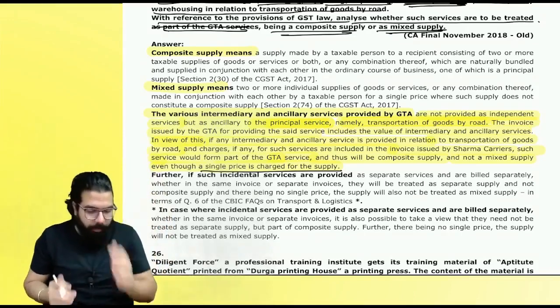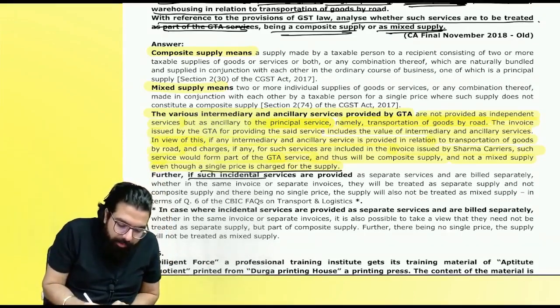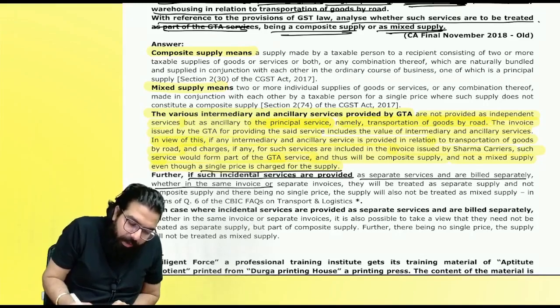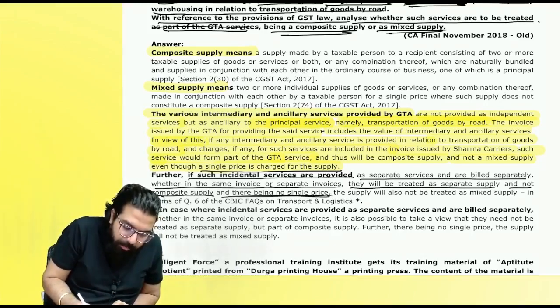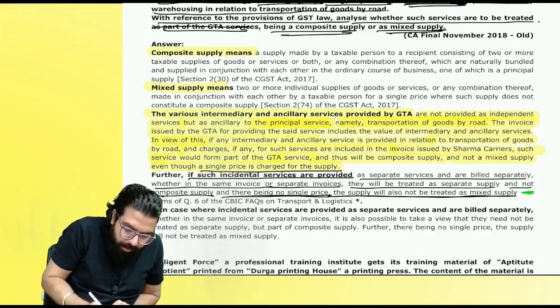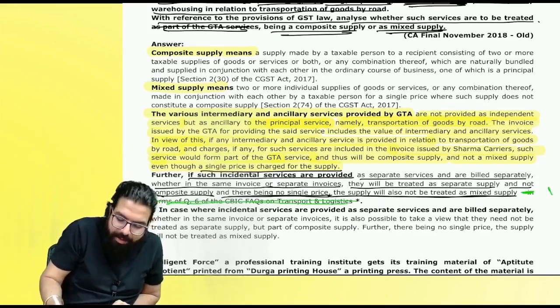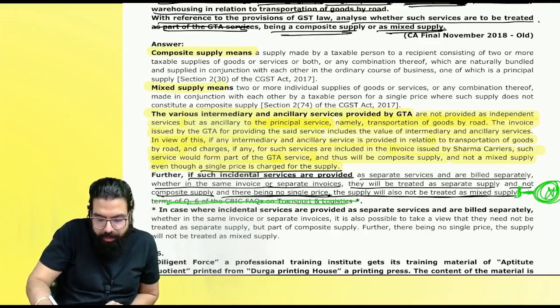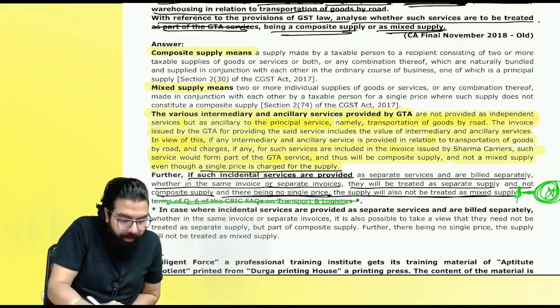But if incidental services are provided as separate service and billed separately, whether in the same invoice or separate invoice, they will be treated as what? Separate supply and not composite supply. And there being no single price, it can't be treated as what? Mixed. Sir, what is this line? In terms of CBIC FAQ, CBIC had clarified this. So I will remove that line. You can write it till here. Are we clear, everyone?